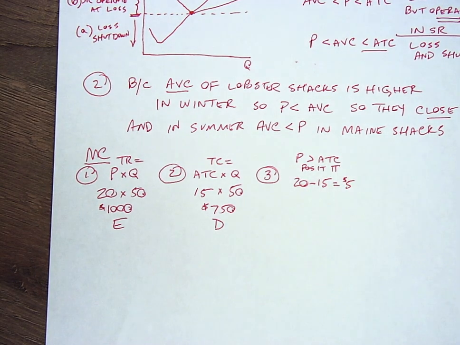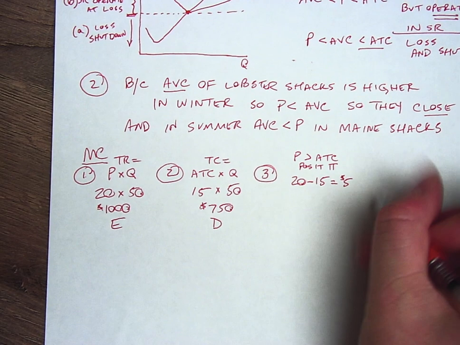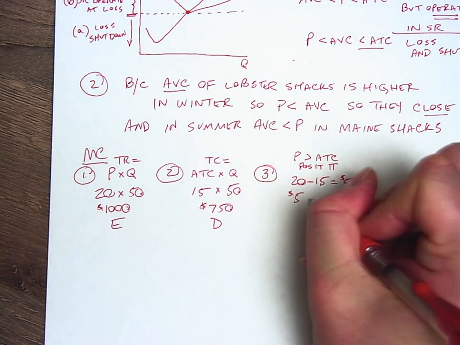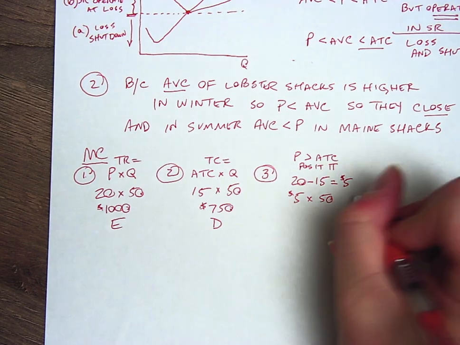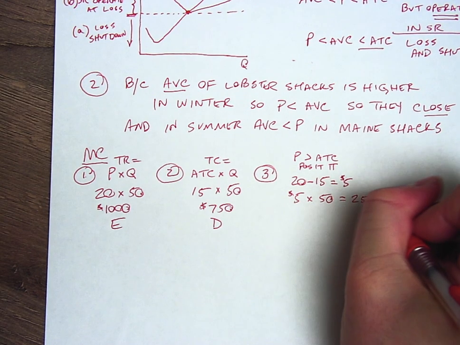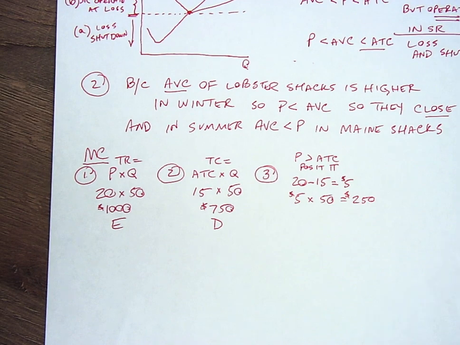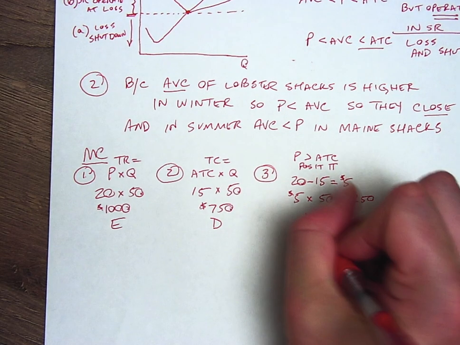And this question, though, says, what's the total profit? Well, $5 times how many units? Well, 50 units is $250. The correct answer for this one is B.